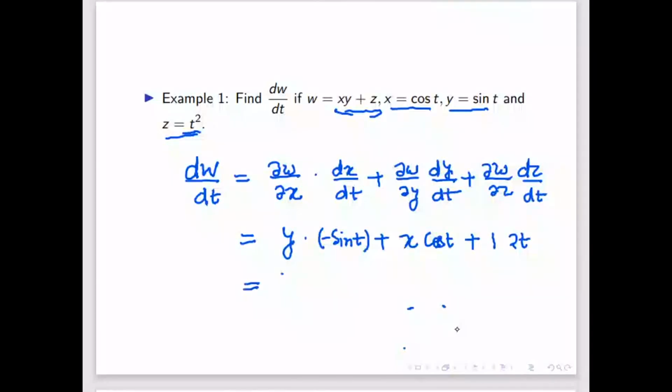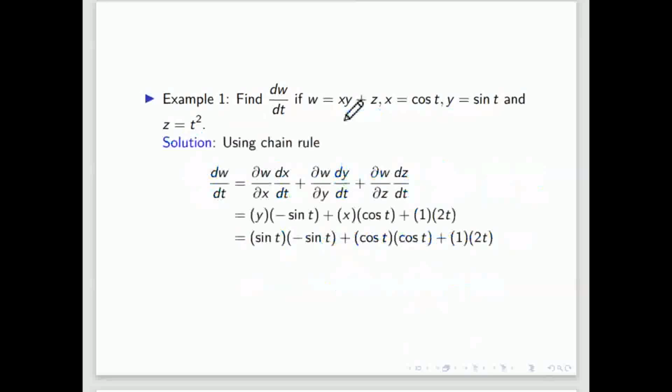Now we'll replace x and y. X equal to cos t, so it will give cos t. Sorry, I wrote it wrongly here. Y value is sin t, so it will give minus sin square t plus cos square t plus 2t. So this is the answer. The same answer we can find when we directly put x, y, z in the formula of w. We can differentiate w directly with respect to t. So this is the answer.